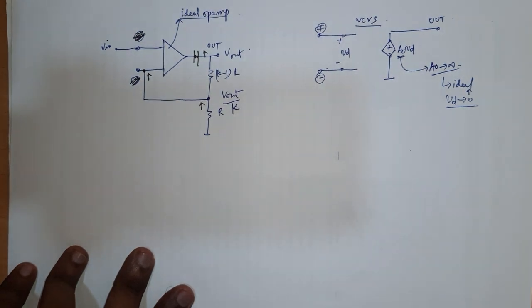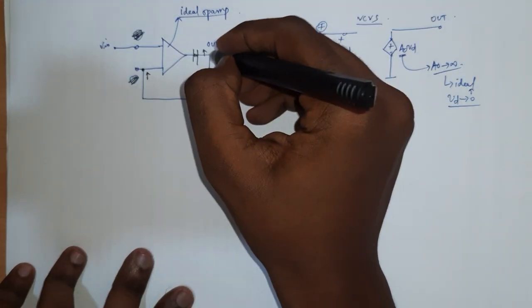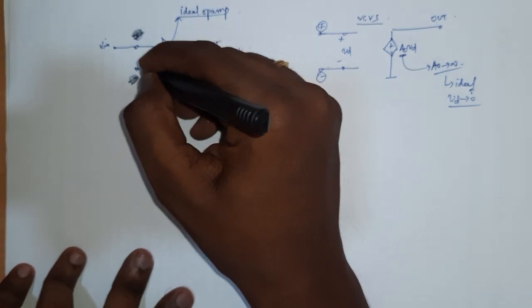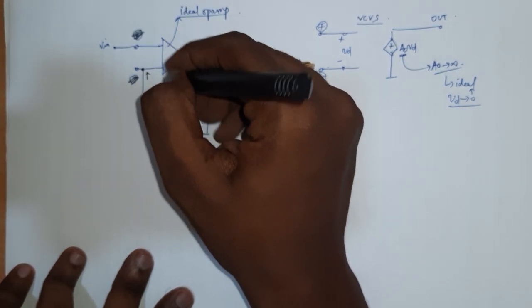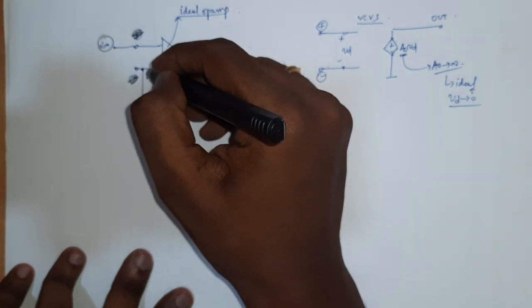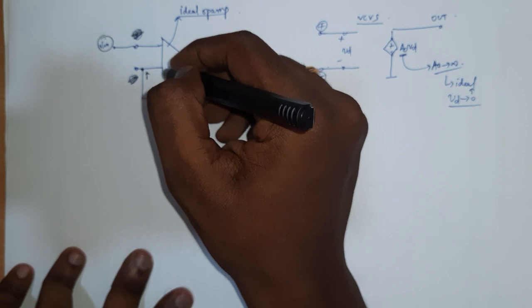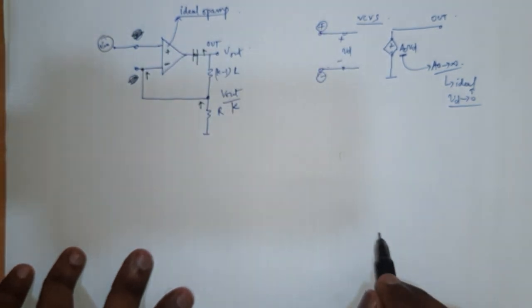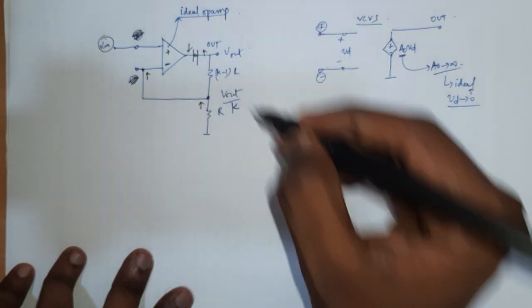Whenever I have a negative feedback because of my action here, some response will occur here, and this response should be in such a way that my difference should reduce between these two terminals. Now this is fixed, so if this increases and I want my difference to reduce, I want this to be negative and this to be positive, so that here the net voltage will reduce.